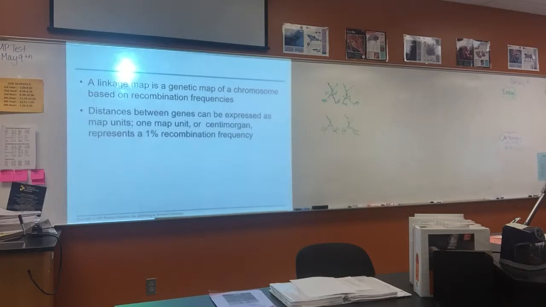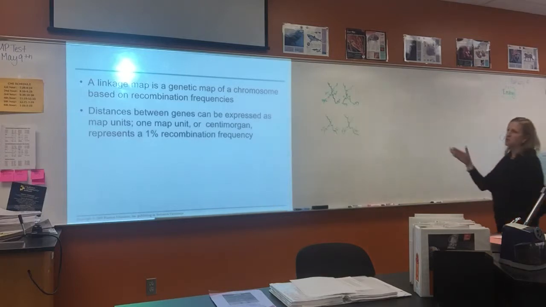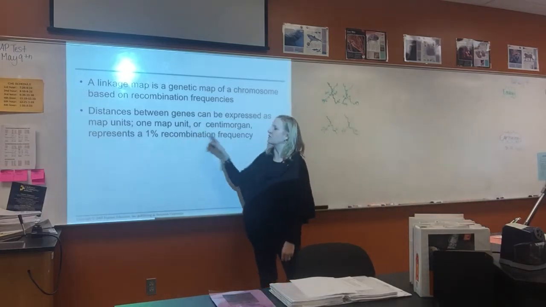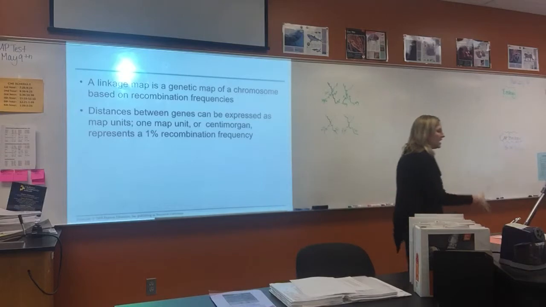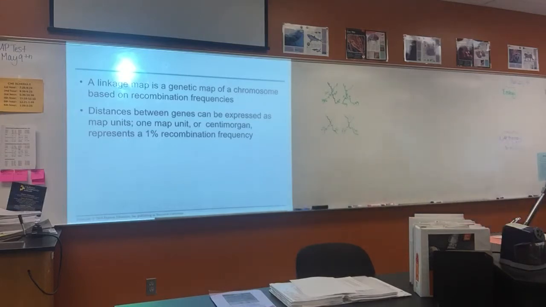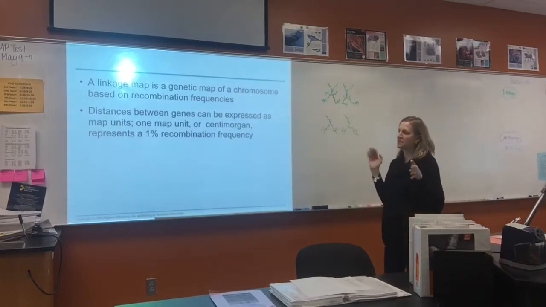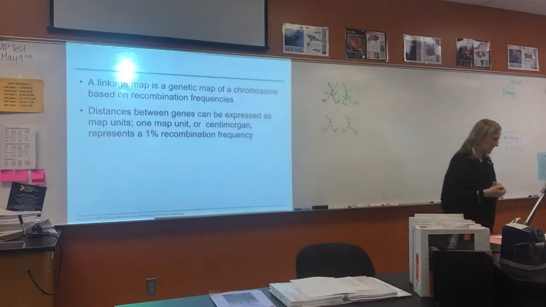So distance between genes can be expressed as what we call map units. One map unit, or centimorgan as it's called, represents a 1% recombination frequency. So really it's a frequency. If recombination occurs between two different genes 17% of the time, that would be 17 map units or 17 centimorgans. It all means the same thing.